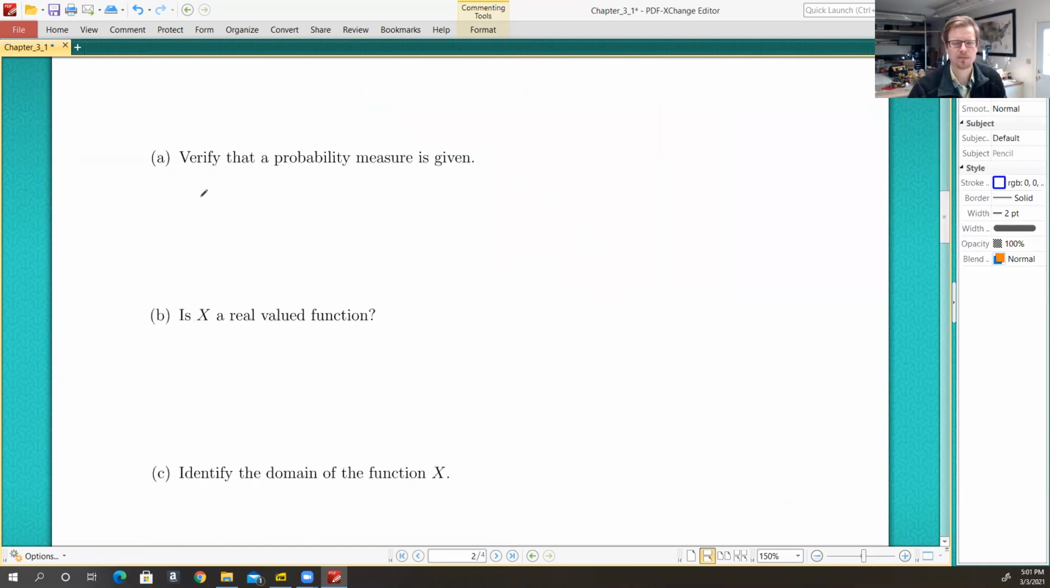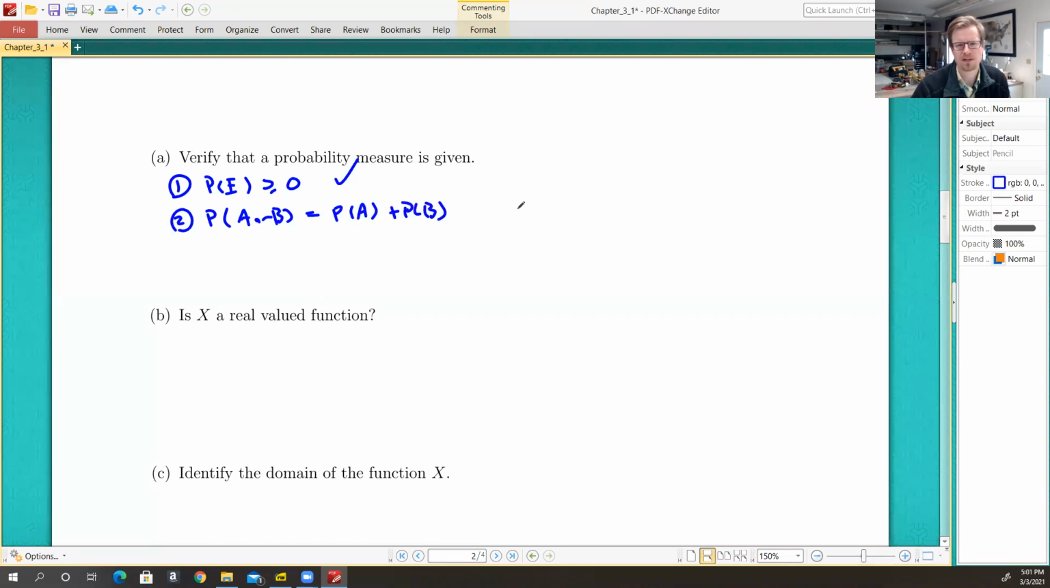We already said that a probability measure is given, and there were essentially 3 conditions that we had to satisfy. The probability of each event is greater than or equal to 0. We have that. The probability of A or B is equal to the probability of A plus the probability of B, because they are disjoint sets or mutually exclusive events. And then 3, the probability of the sample space occurring is actually 1, right?